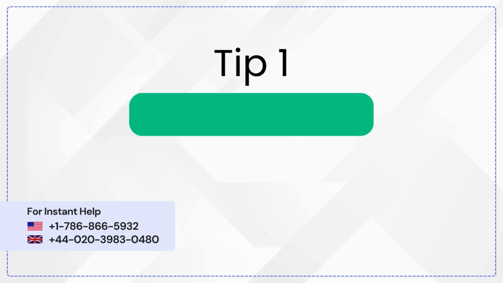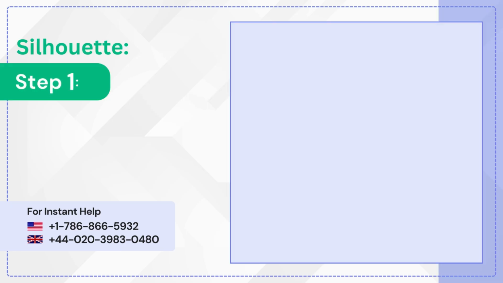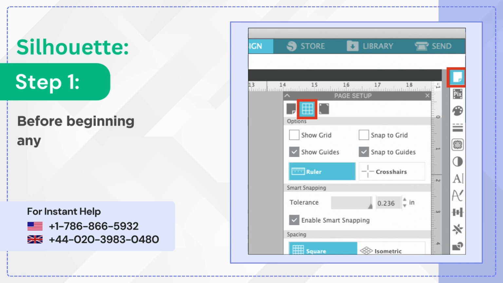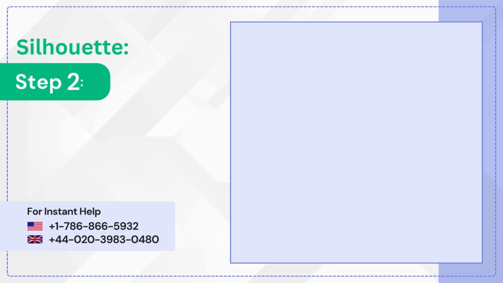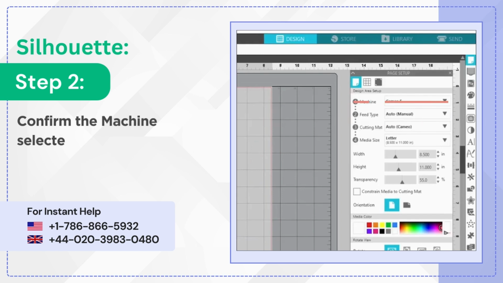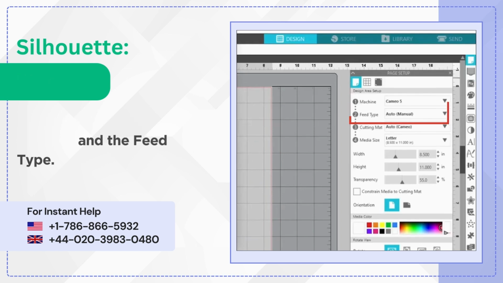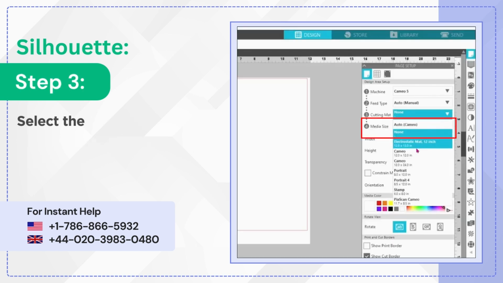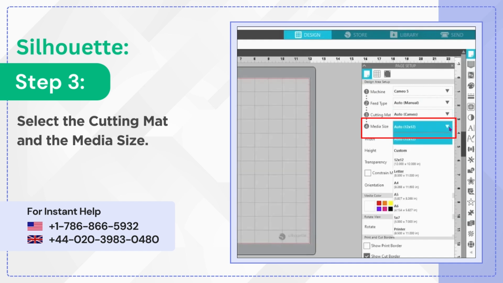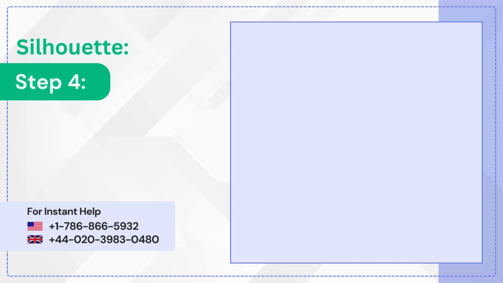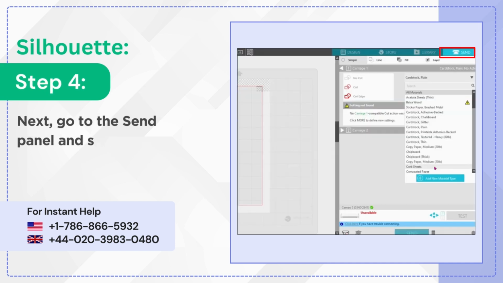Tip 1. Page setup. Step 1. Before beginning any project, go over to page setup. Step 2. Confirm the machine selected and the feed type. Step 3. Select the cutting mat and the media size. Step 4. Next, go to the Send panel and select the right material.